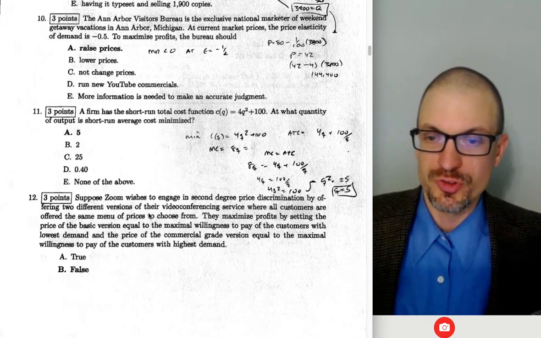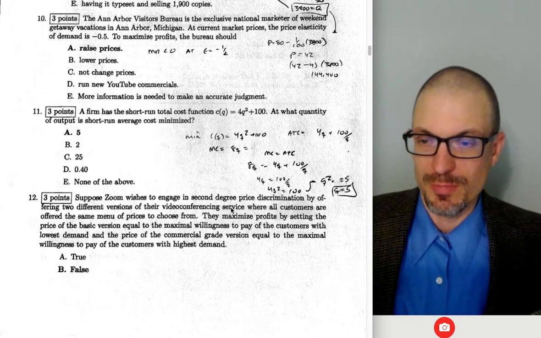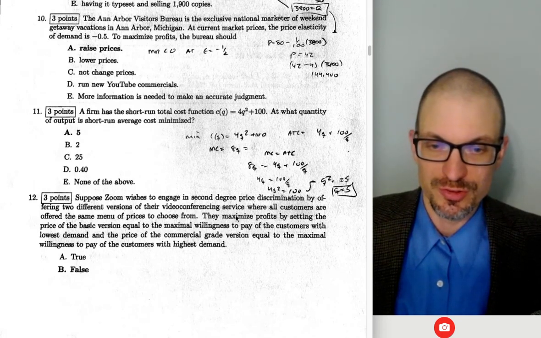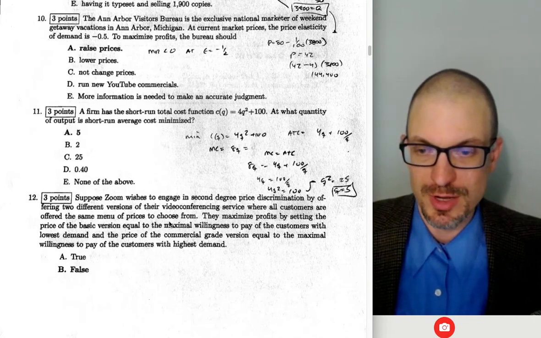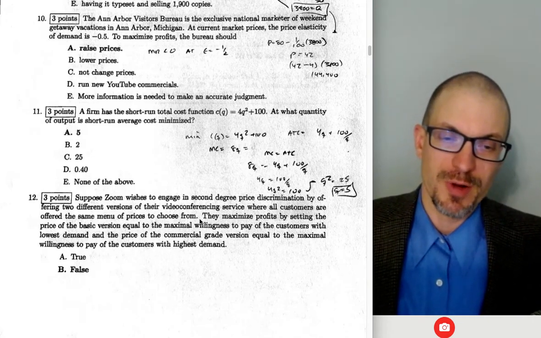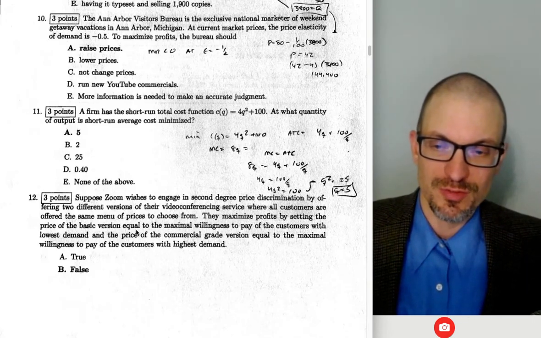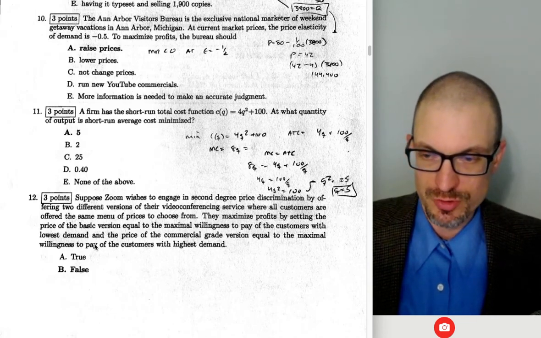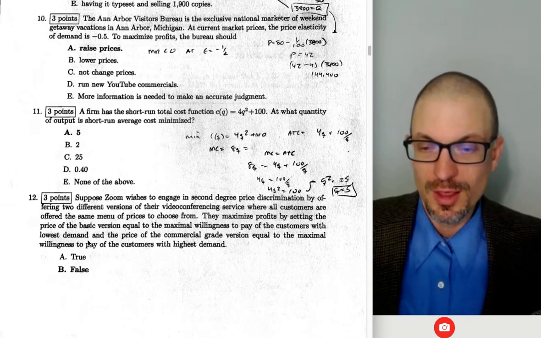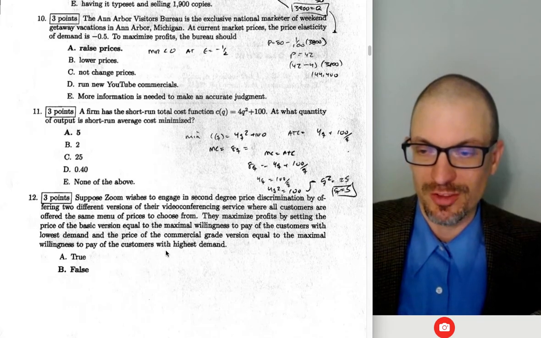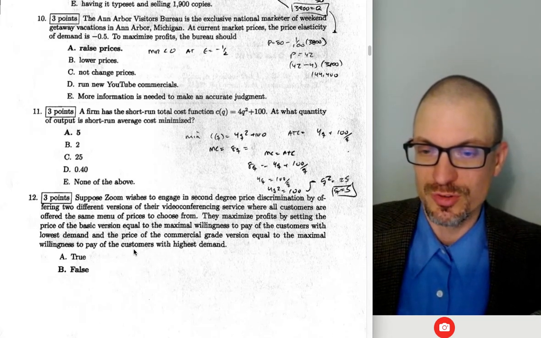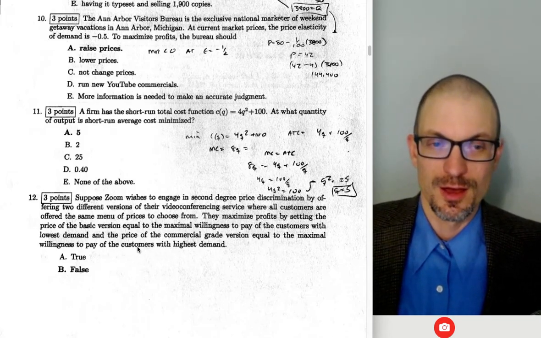Okay, suppose Zoom wants to engage in second-degree price discrimination by offering 2 different versions of their video conferencing service where all customers are offered the same menu of prices to choose from. They maximize profits by setting the price of the basic version equal to maximal willingness to pay of consumers with the lowest demand. Good. And the price of the commercial grade version equal to maximal willingness to pay of the consumers of highest demand. Uh-oh.